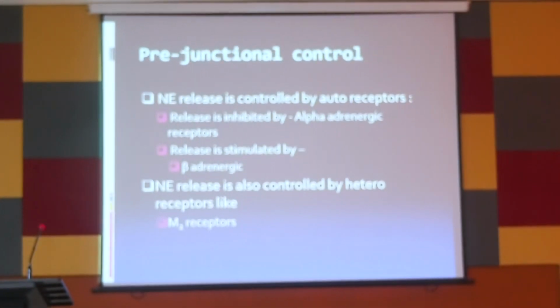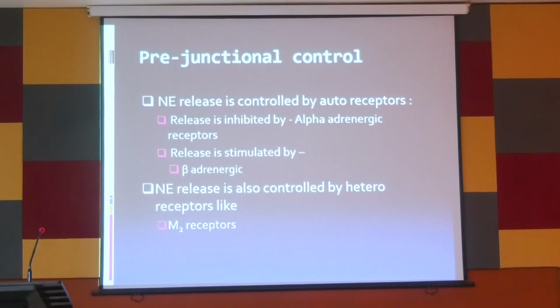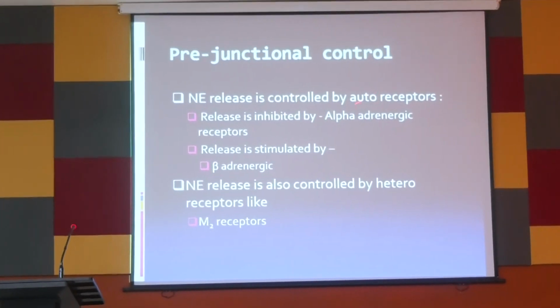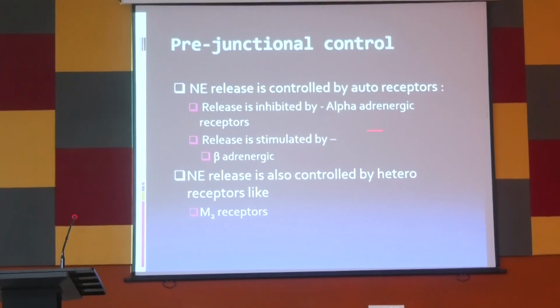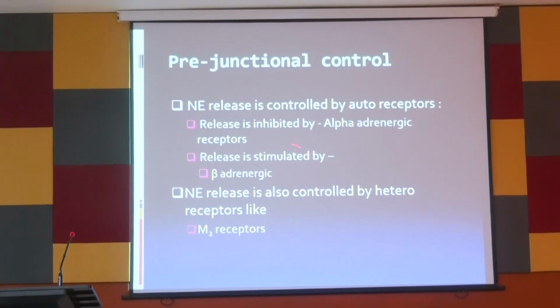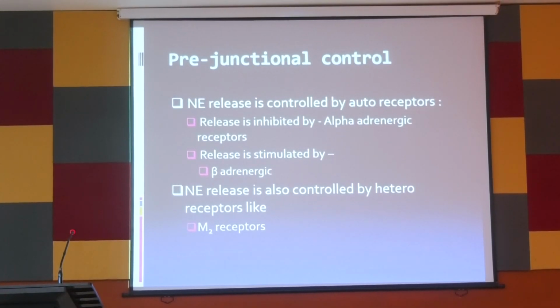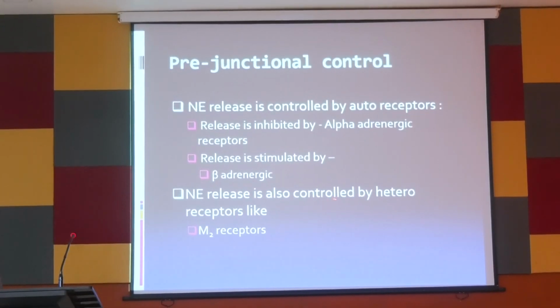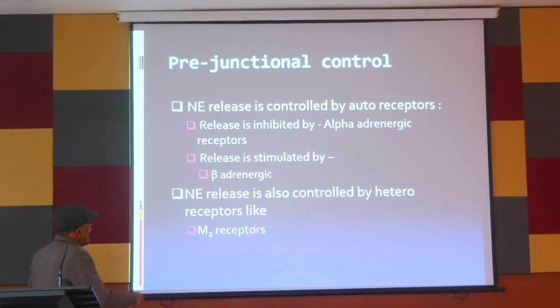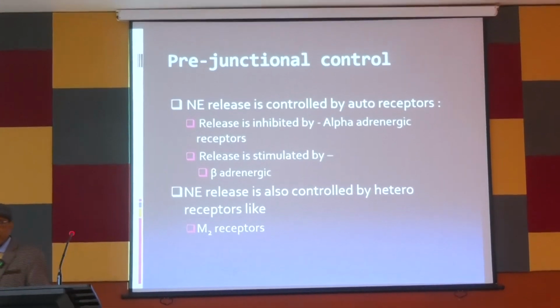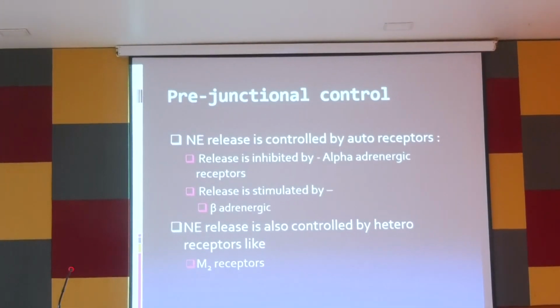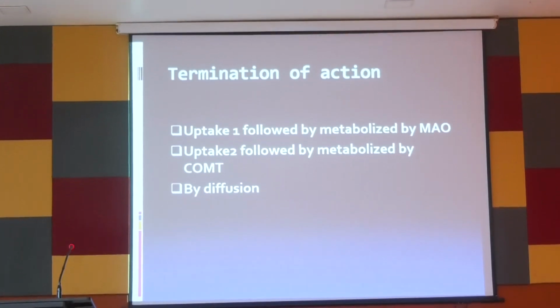Now I have already covered this, that is the pre-junctional control. Norepinephrine release is controlled by autoreceptors. Release is inhibited by the alpha adrenergic receptor. Release may be stimulated by the beta adrenergic receptor. These are the autoreceptors, whereas release can be inhibited by heteroreceptors like the M2 parasympathetic receptor. Termination of action I have already told.